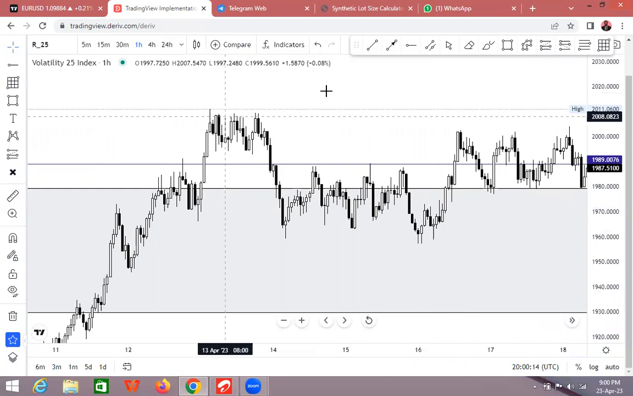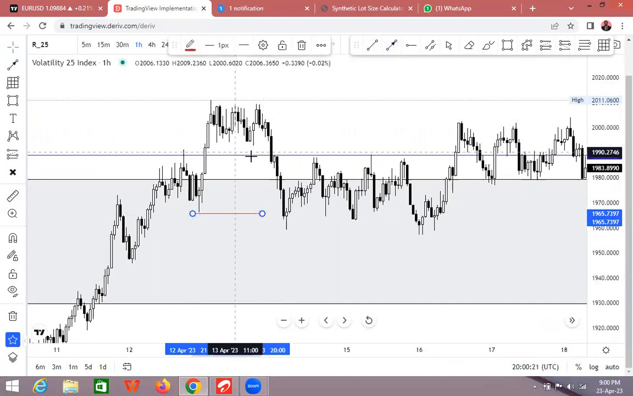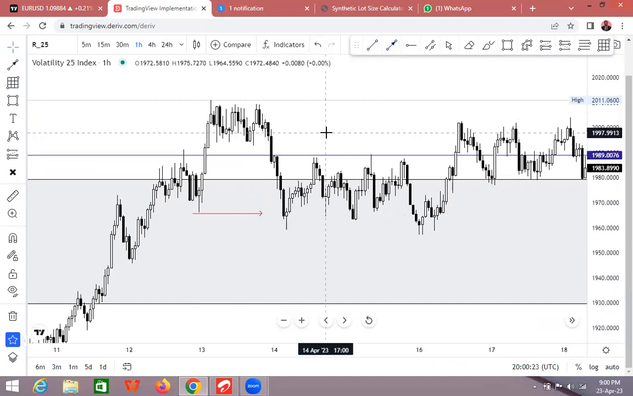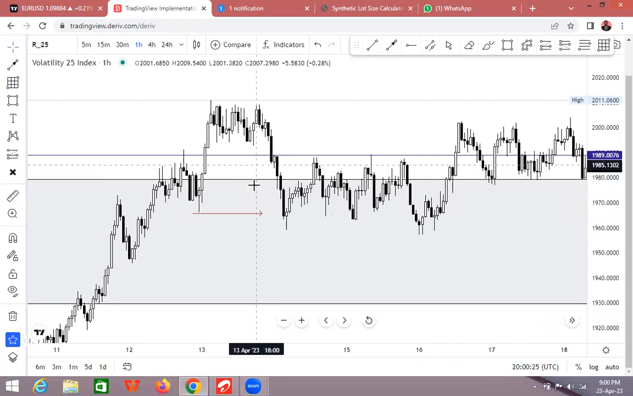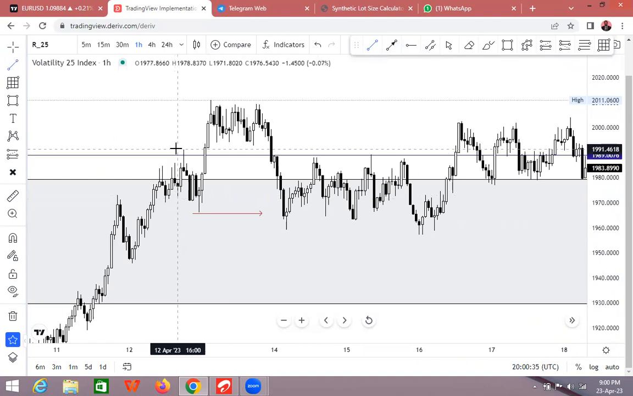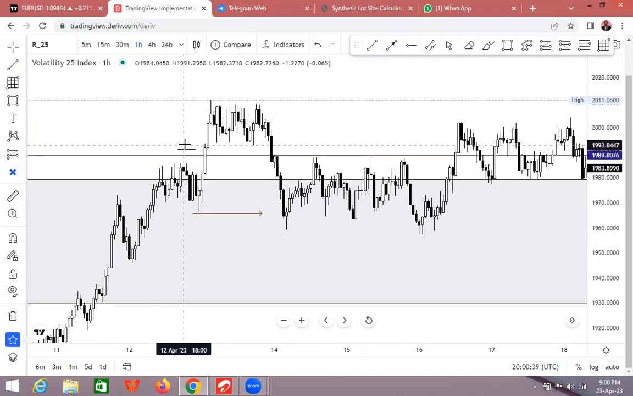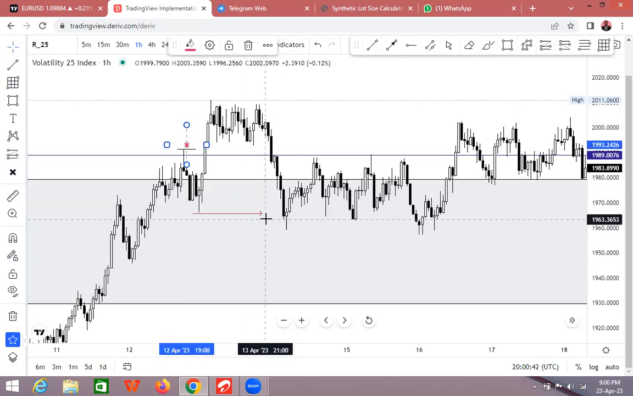Price came here and gave us this break of structure. After coming to the mitigation candle, what you are now going to be waiting for is your entry techniques. Price gave you this break in market structure. And you can see how price rallied up with these candles, sweeping this high here. So that was the liquidity sweep.